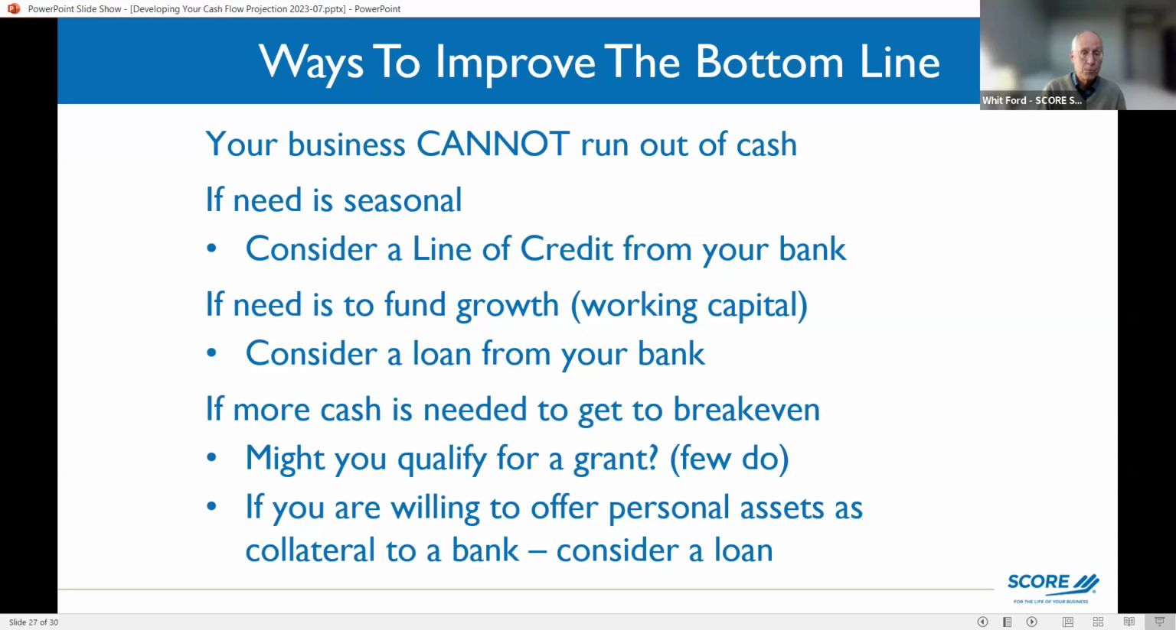And if you wish to offer some of your personal assets as collateral for a bank loan, banks are willing to lend to new businesses if the owner is willing to guarantee the loan personally. So a home equity loan, in effect, you're going to mortgage your house to guarantee the loan to your business. If you're willing to do that, great. If you're not willing to do that, then don't. That's your call.